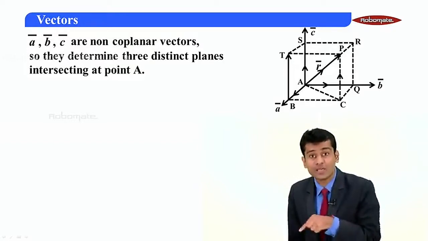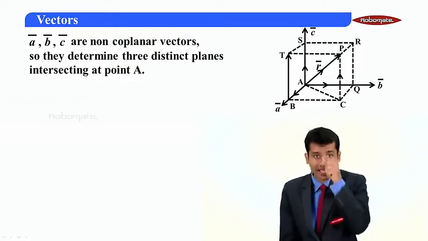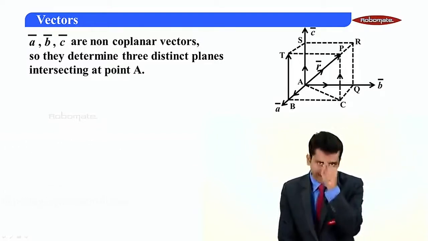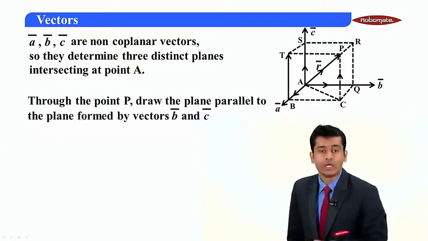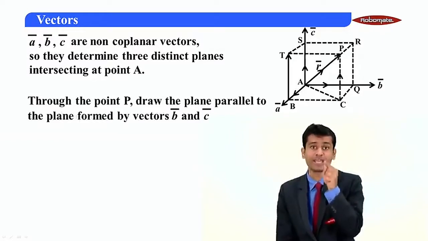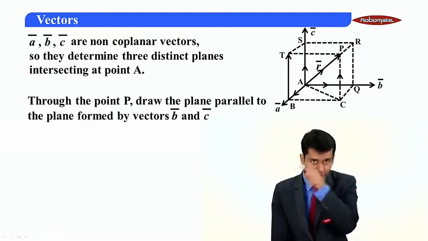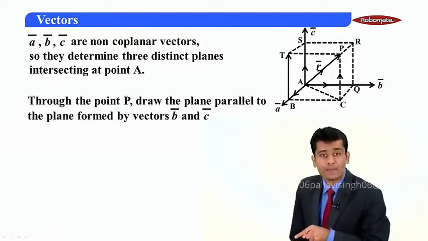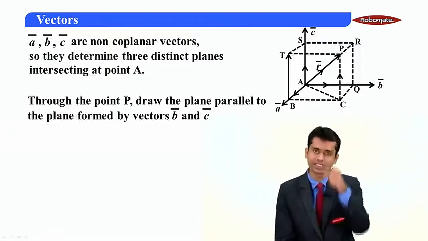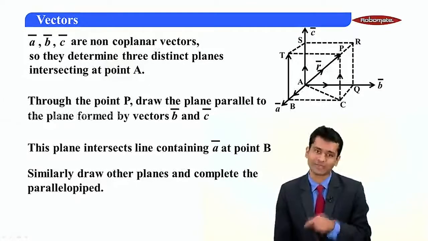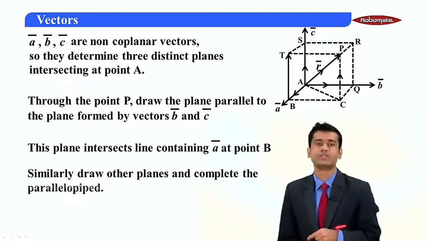Now these a bar, b bar and c bar are non-coplanar vectors. They determine three planes, one plane, two plane and third plane. Now they all intersect at a common point called A, right? Now through point P, we will make a plane parallel to b bar and c bar. You can see in the diagram. And then we'll complete a parallelepiped. Yes, we are completing a whole parallelepiped this way.